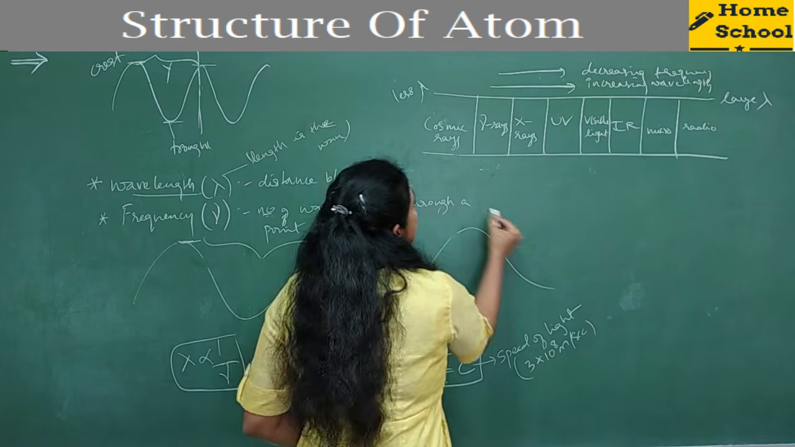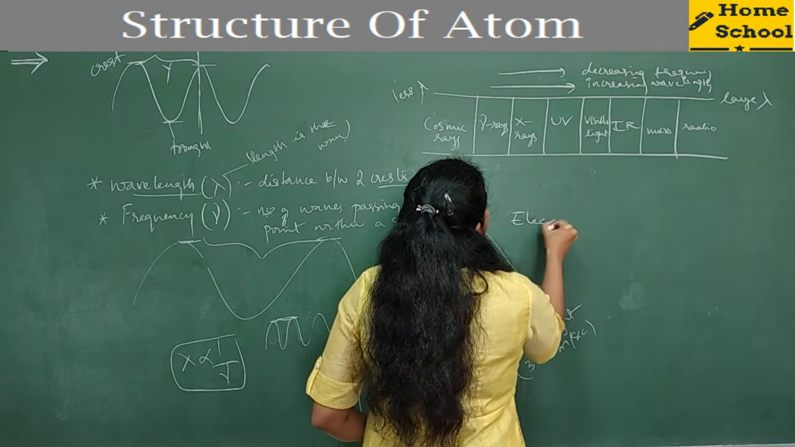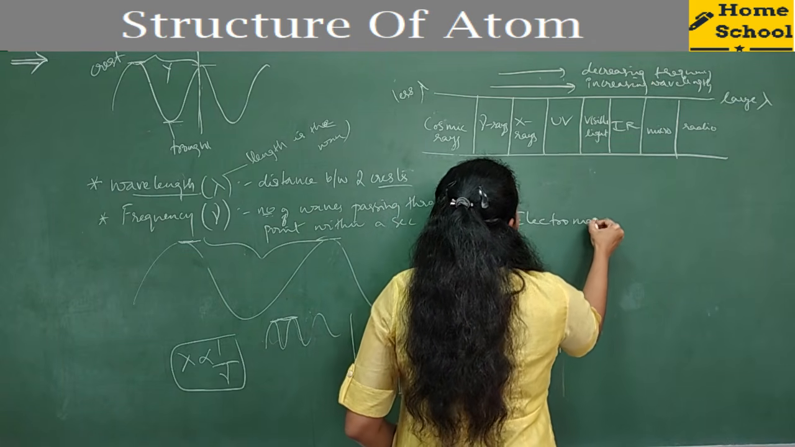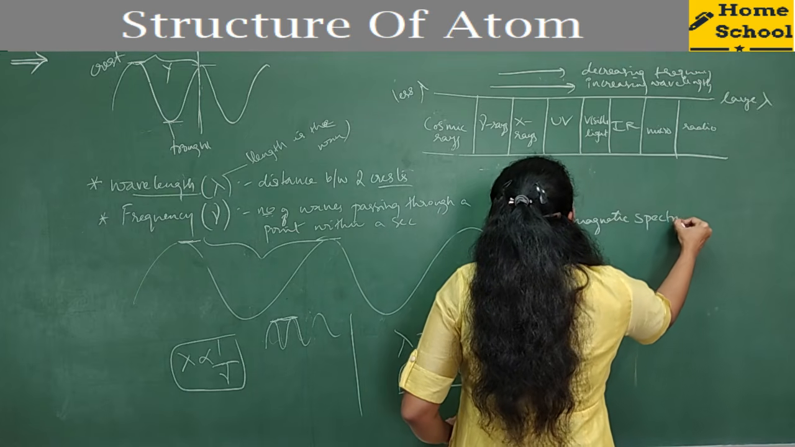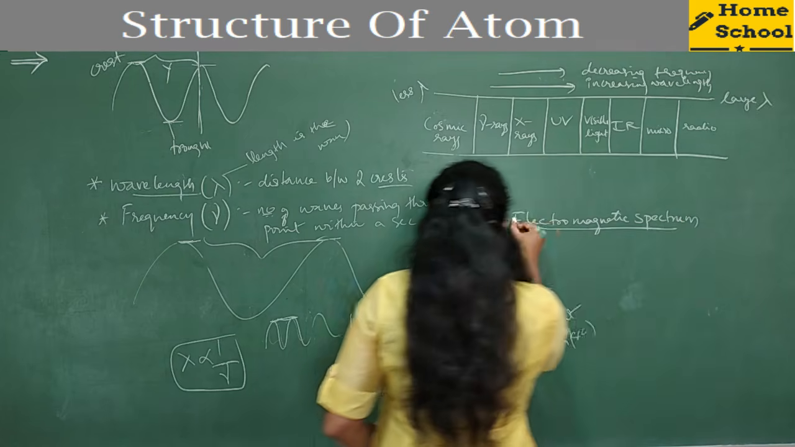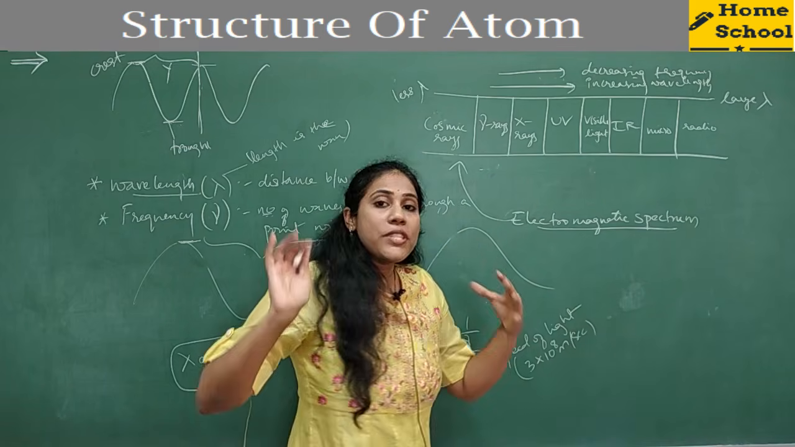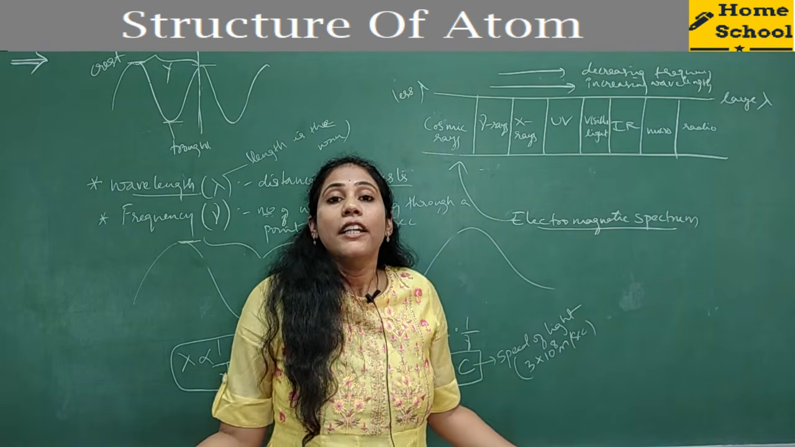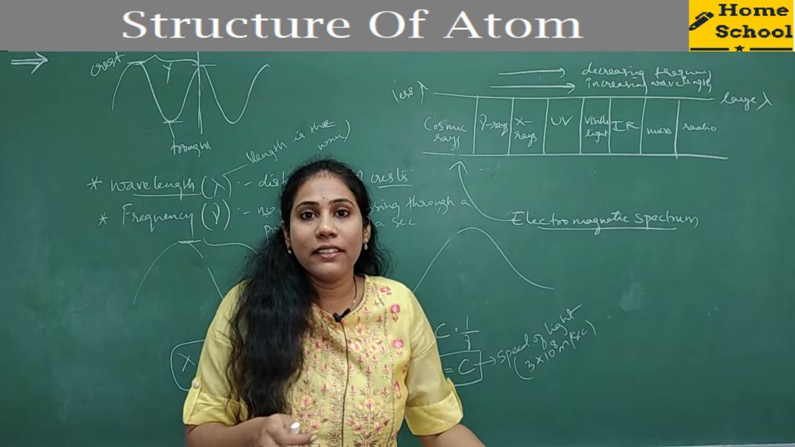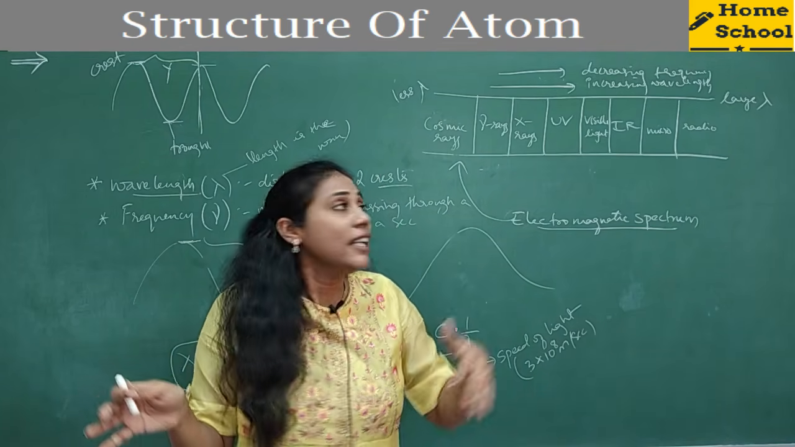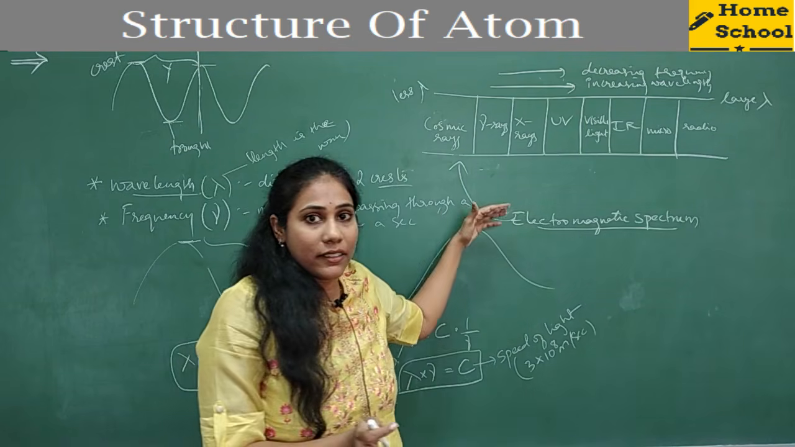This is what we call the electromagnetic spectrum. Okay, so how do you define the electromagnetic spectrum? To study these radiations comfortably, we have arranged them in a particular pattern. What is the pattern we followed? Increasing wavelength or decreasing frequency, right?